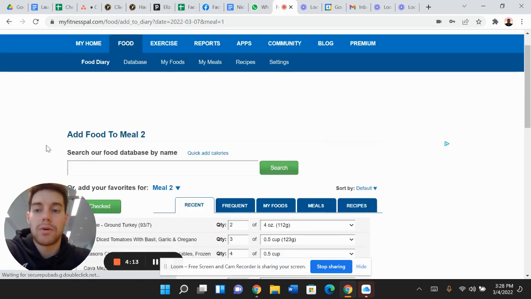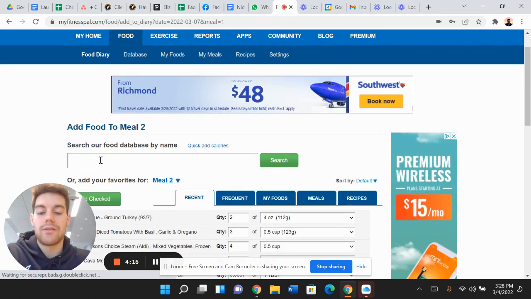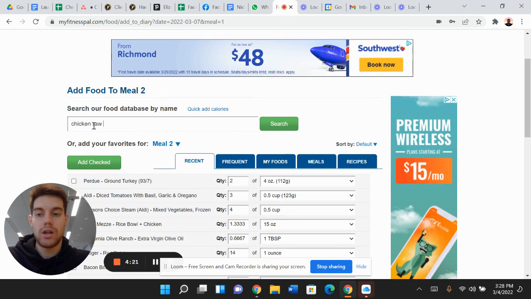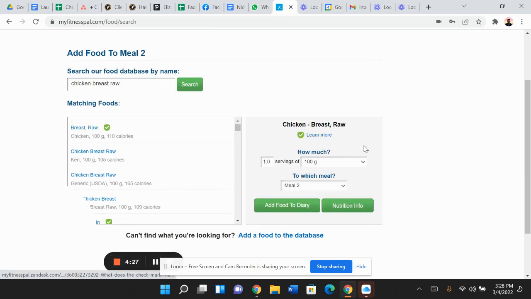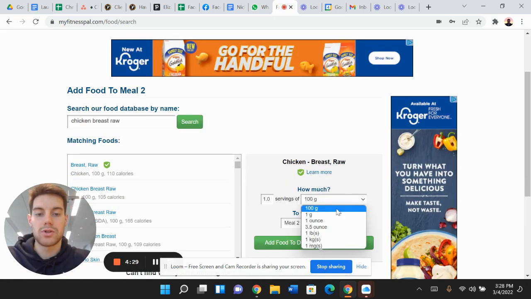I'm going to meal prep today, and I'm going to make my lunch ahead of time. So let's say I'm going to make some chicken breast. Remember to always weigh your chicken raw. Check out that resource if you have not already. So we'll do chicken breast raw, and let's say for tomorrow, I'm going to have 6 ounces. Again, make sure to change your measurement to ounces, and let's go with 6.